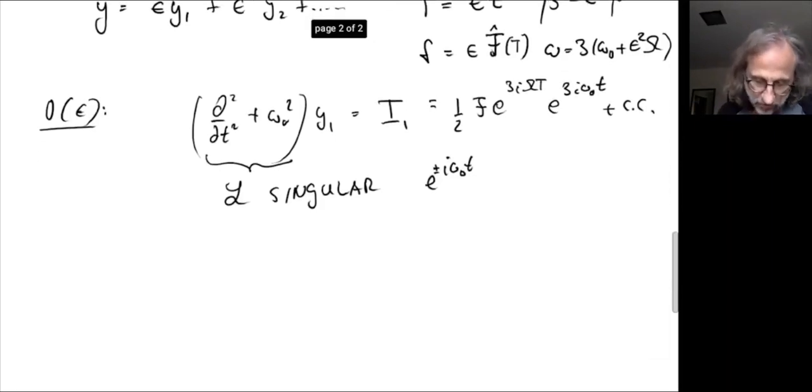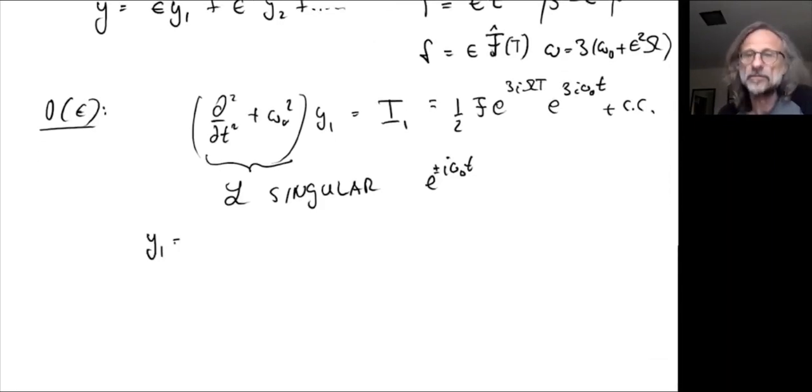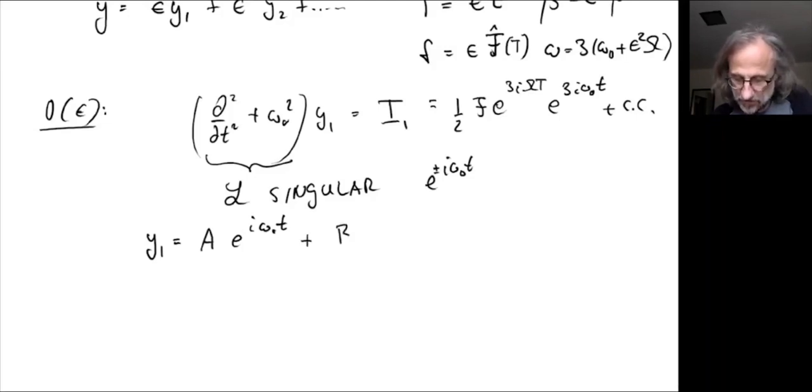So at leading order, let me just write down what we get. We get a times e to the i omega naught t. And a is still undetermined. That's the usual situation, that's our Hopf mode. And then we get a b e to the 3i omega naught t plus cc.